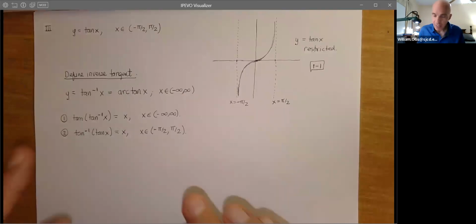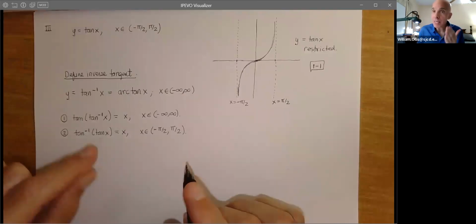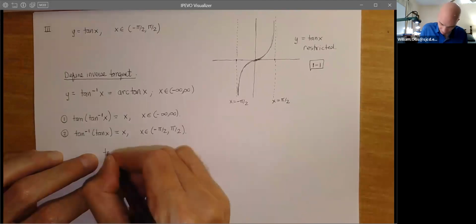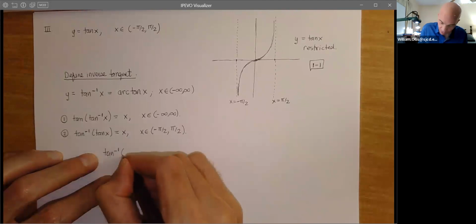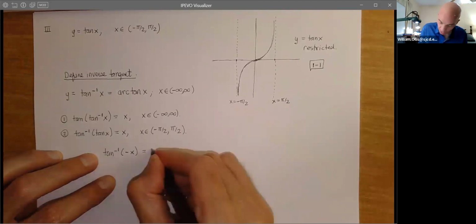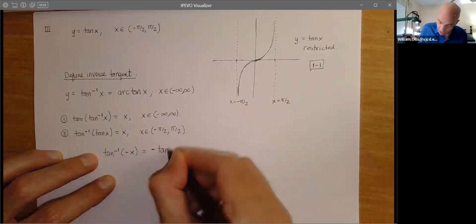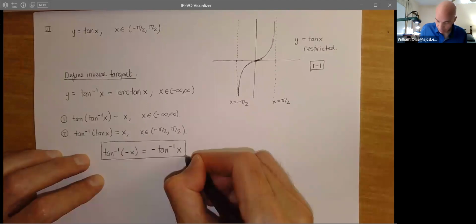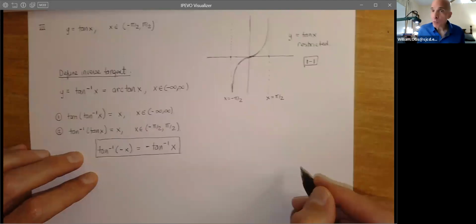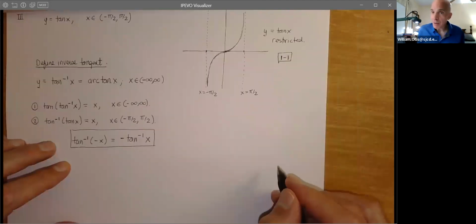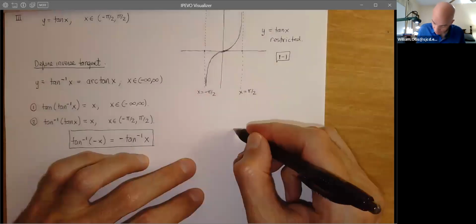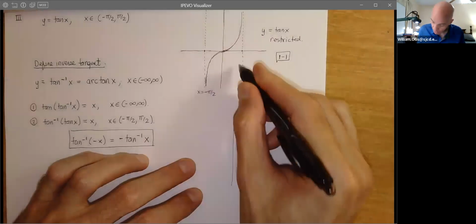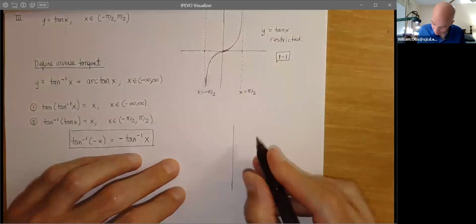Now, another thing is that the inverse tan function is odd. So another freebie. The inverse tangent function, when we deal with negative arguments, they factor. So this is like the inverse sine. It's an odd function. So you expect the graph to look like it has origin symmetry, and it does. So now, of course, it's easy to draw. The vertical asymptotes become horizontal. And how simple is that?